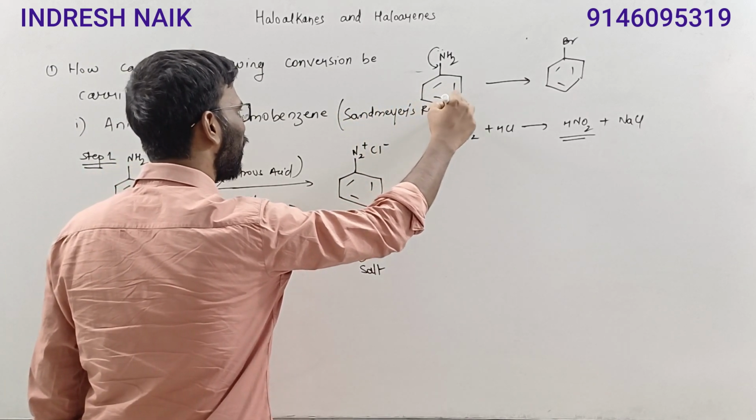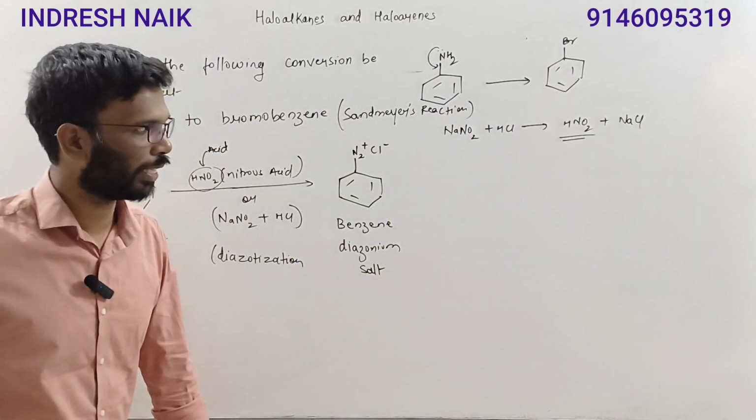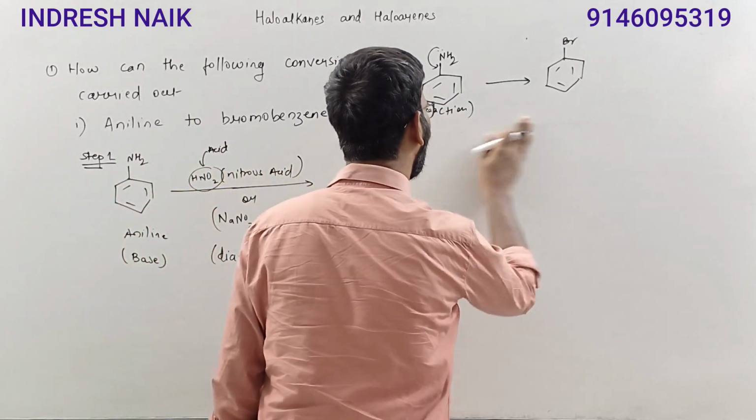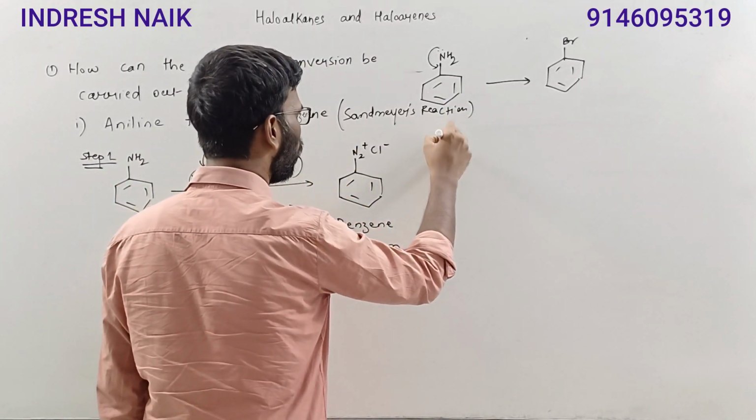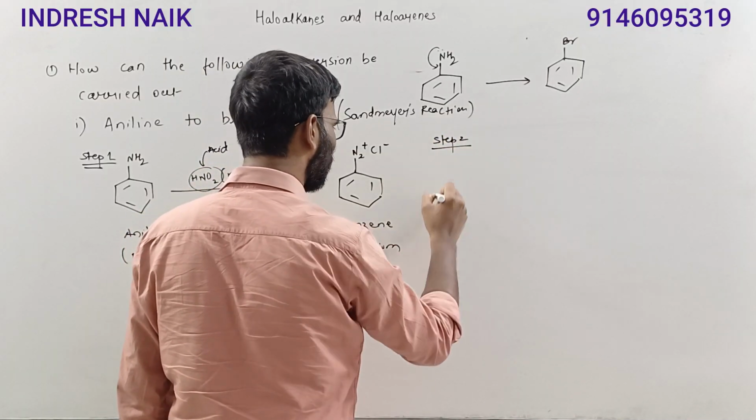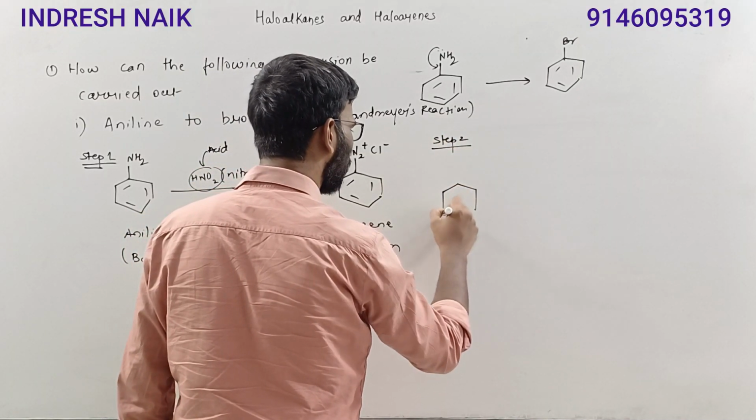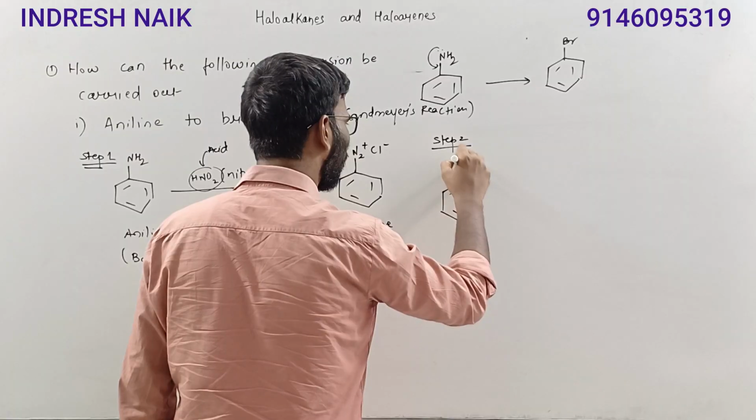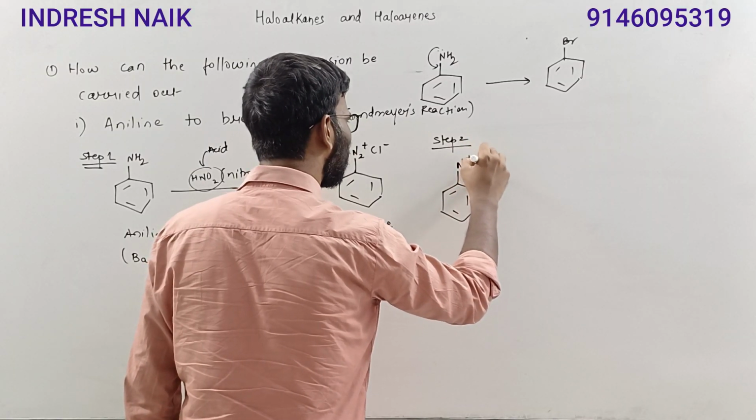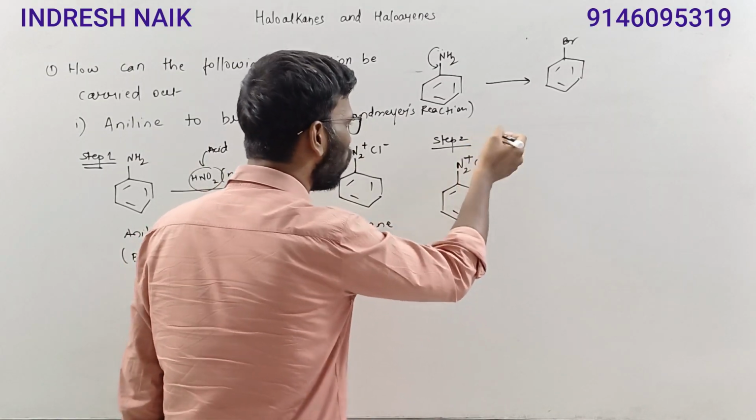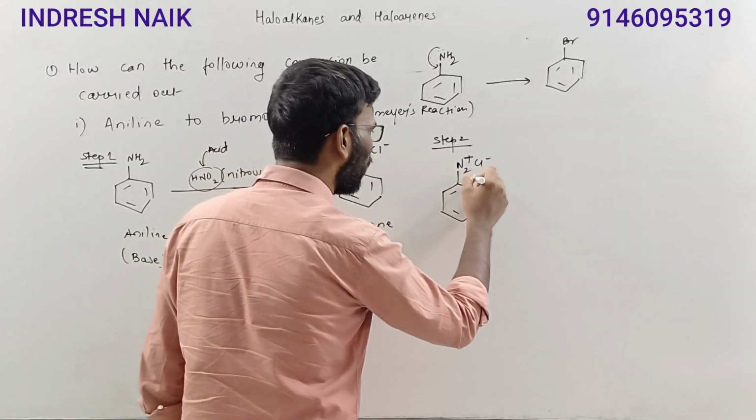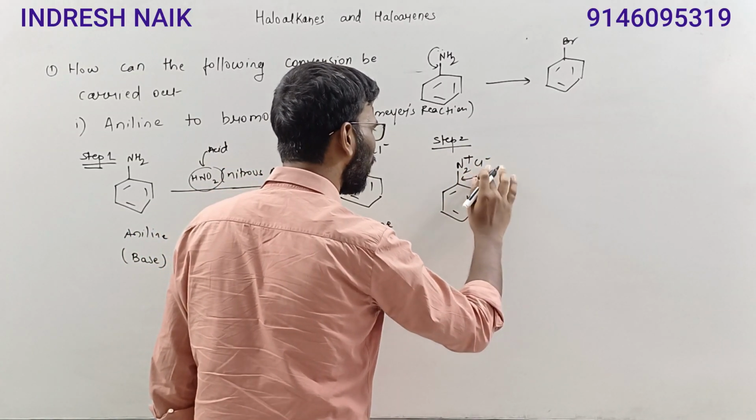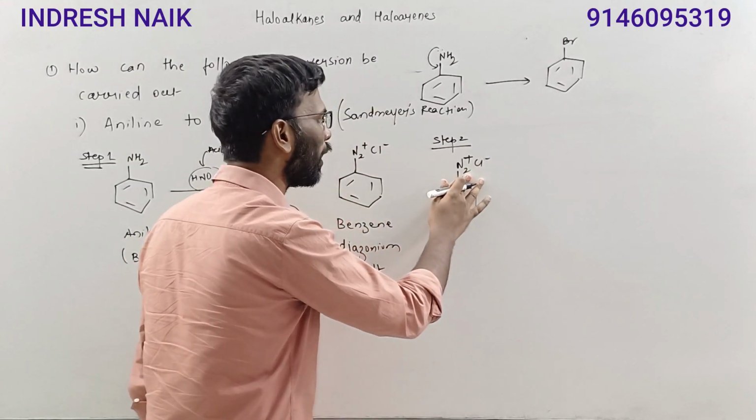Sandmeyer's reaction. This is step 1 of Sandmeyer's reaction. So what would be step 2 of the Sandmeyer reaction? Step 2 of the Sandmeyer's reaction is this. Whatever diazonium salt you are getting over here, N2+ Cl−, now this is N2+. This bond is very weak. This bond is very, very weak. It is just waiting to break.